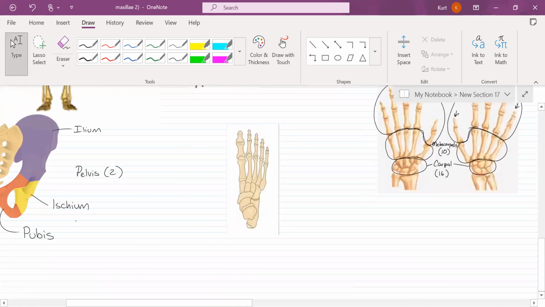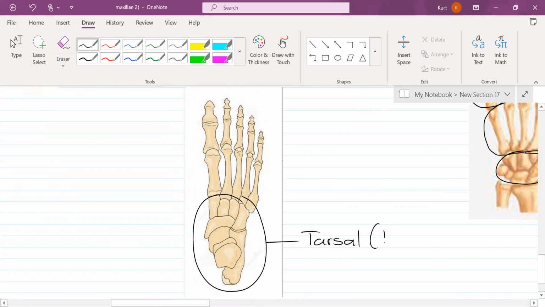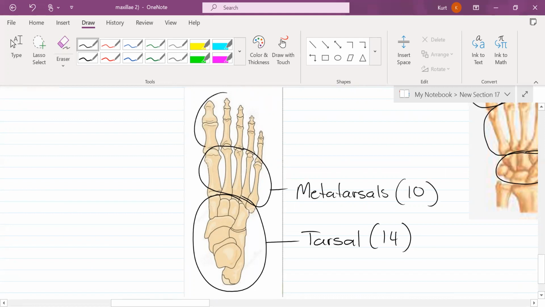And then lastly, let's look at the foot. What do you call your ankle bones? They're called tarsals. You have 7 in each foot, so that's 14 total. You have 8 carpals in each wrist. You have 7 tarsals in each ankle. These bones are your metatarsals. You have 1 for each toe, 10 total. And then these bones are your phalanges. Same number as in your hands, so you have 28.